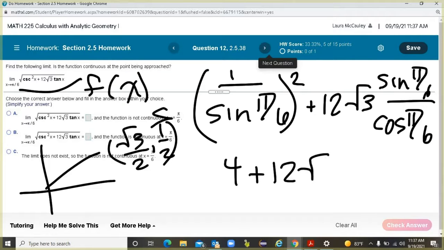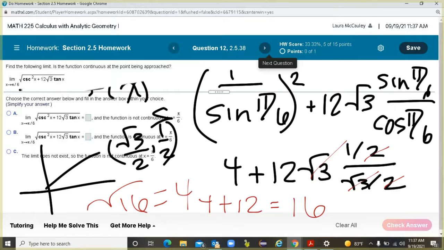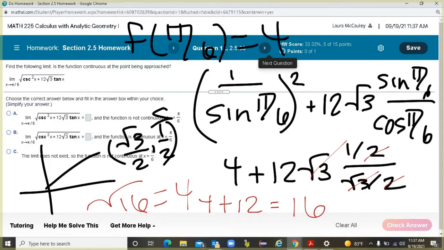So then we're going to have 12 square root of 3. Again, the sine of pi over 6 is a half. Cosine of pi over 6 is square root of 3 over 2. So these 2's divide out. And then the root 3 is actually going to divide out. So we get 4 plus 12, which is 16. And now take the square root of that. So the square root of 16 is 4, which means that if we just plug in the value, f of pi over 6 is equal to 4.